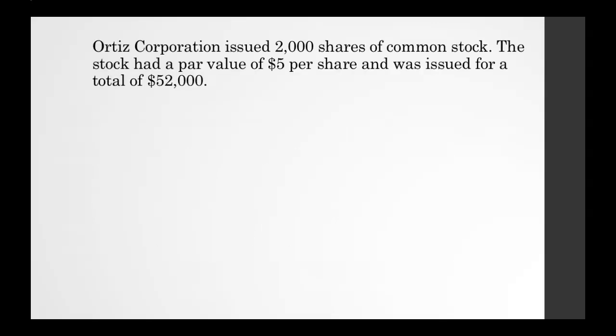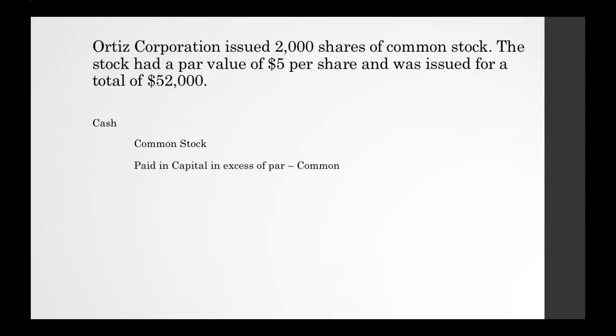So we take a look at that first assumption, right? We're issuing 2,000 shares of common stock, par value of $5 per share, and was issued for a total of $52,000. So how's this journal entry going to look? Well, we are receiving cash, right? Because whenever we issue stock, what are we getting back? We're typically getting back cash. So we'll debit our cash. We're going to credit our common stock because when we issue stock, we need to credit our common stock account.